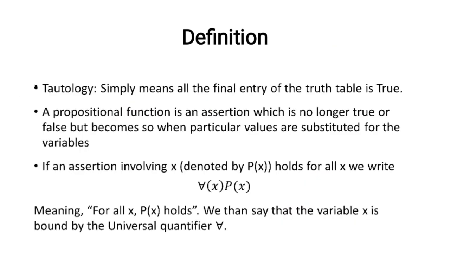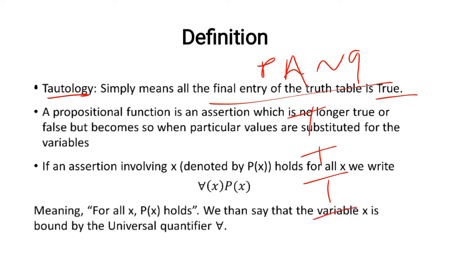Some things on definitions you need to know is what we call a tautology. Tautology simply means all the final entries of the truth table will be true, everything. So maybe if you had some entries, P and negation Q, and since they are two-variable statements, you get T, T, T, and T. Then we say we have a tautology.